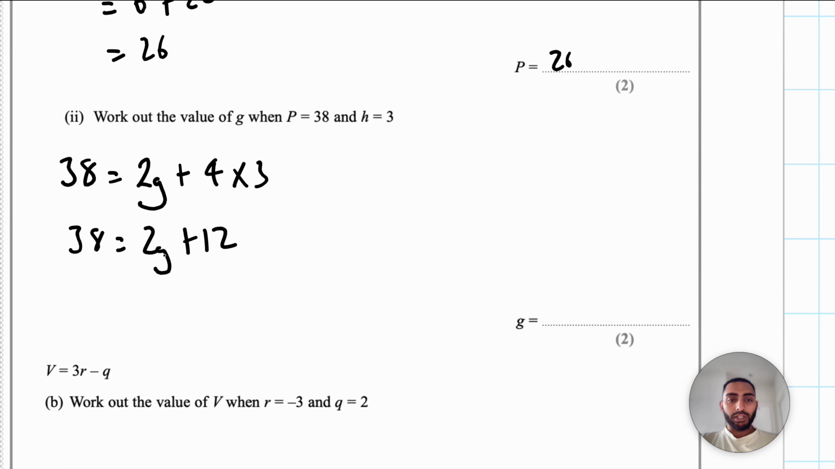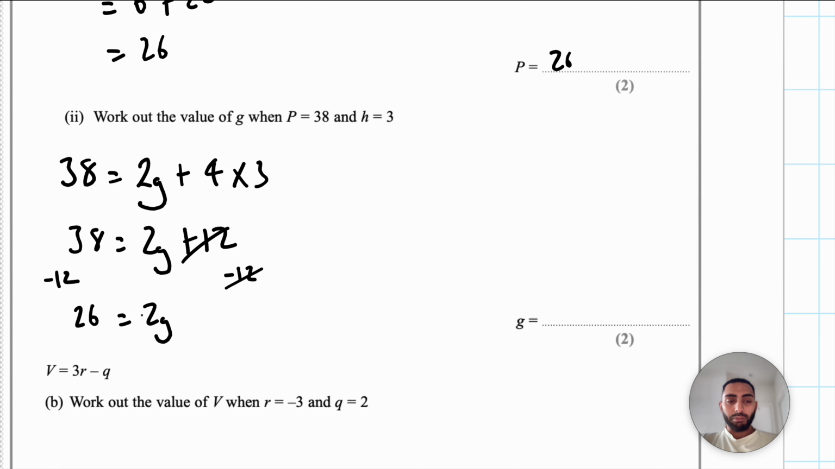What's happening to this G? It's multiplied by 2 and then we're adding 12. So we need to undo this adding 12 first. We're going to take away 12 from both sides. I'll take away 12 there and I'll take away 12 there. 38 take away 12 is 26 is equal to 2G. And this 12 take away 12 will cancel each other out. So we're left with the 2G.